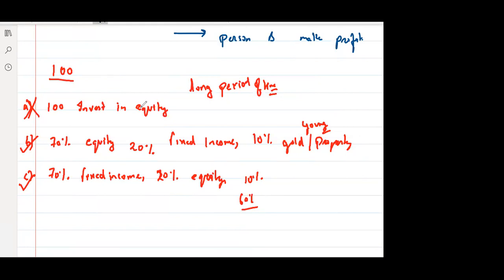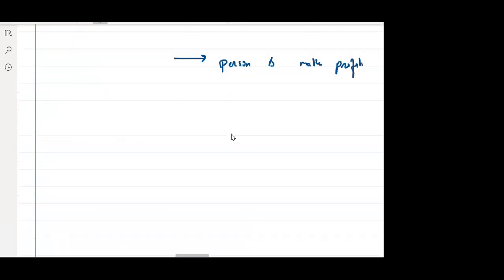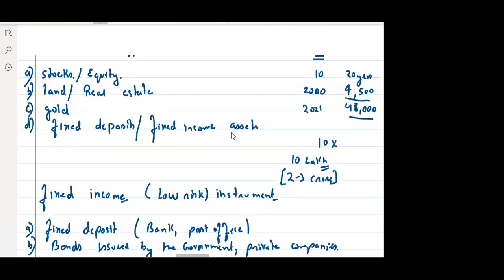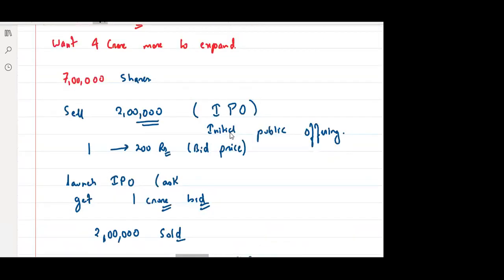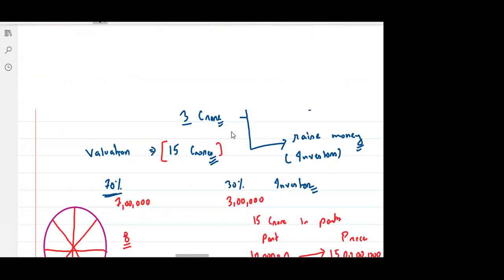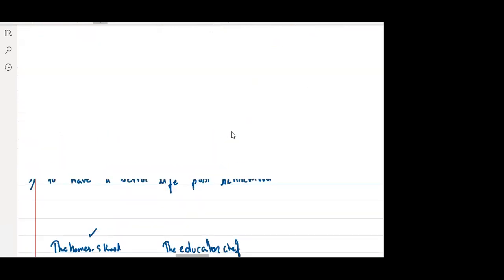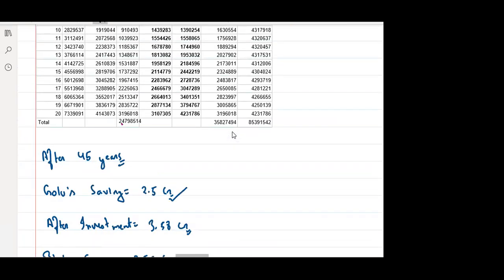Now, I hope all of you remember the last class lecture, right? Let us see the last class lecture. Suppose at the end of 25 years, when I retire, how much money would I have? Tell me, how much money would I have? I would have 8 crore 53 lakh. Yes or no? 8 crore 53 lakh.